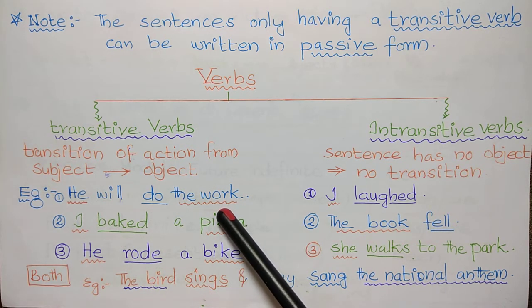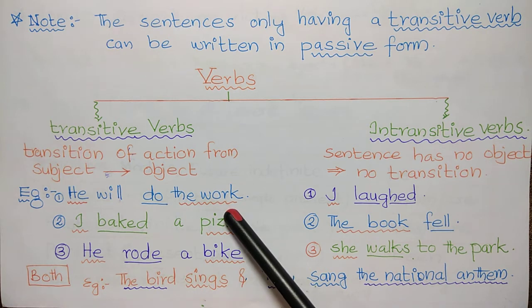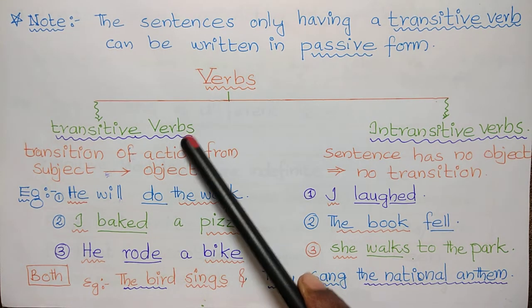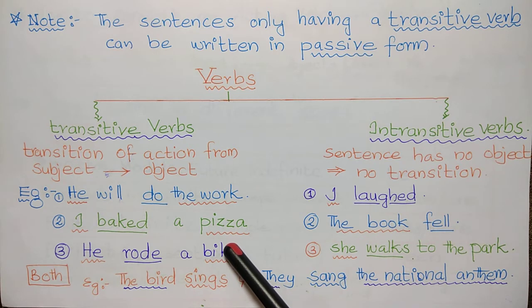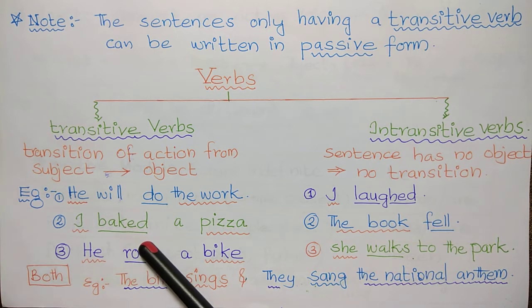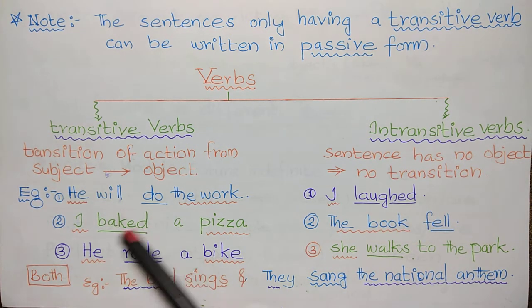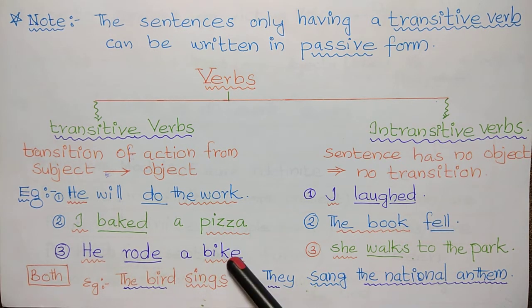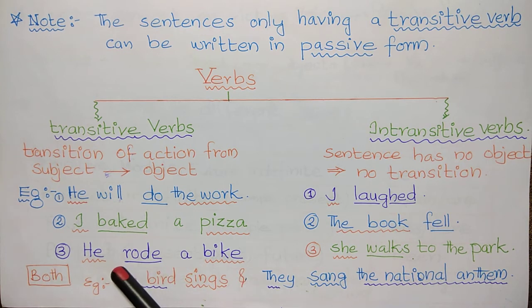See the example. He will do the work. He is the subject. The work is the object. So there is a transition of the action. So here do is a transitive verb. I baked a pizza. I is the subject. A pizza is the object. And baked is a transitive verb because there is a transition of action from subject to the object. He rode a bike. Here also, he is the subject, bike is the object, and transition is there. So this is also a transitive verb.